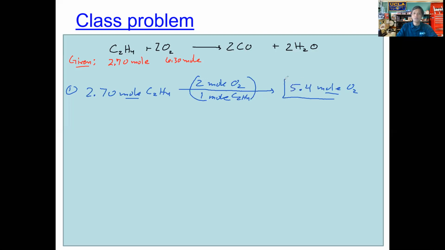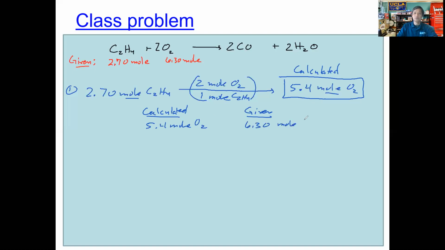moles of oxygen. So this is our calculated amount. That is the amount of oxygen that is needed to use up all of this starting amount of C2H4. So let's compare the calculated amount versus the given amount. The calculated amount of O2 is 5.4 moles, and the given amount is 6.30 moles of O2. So what we have is a lot more than what we need.